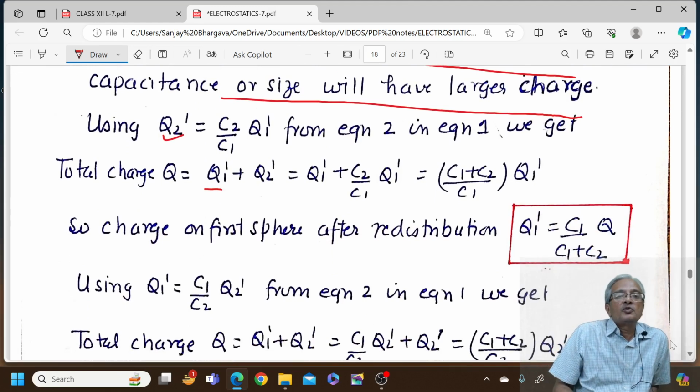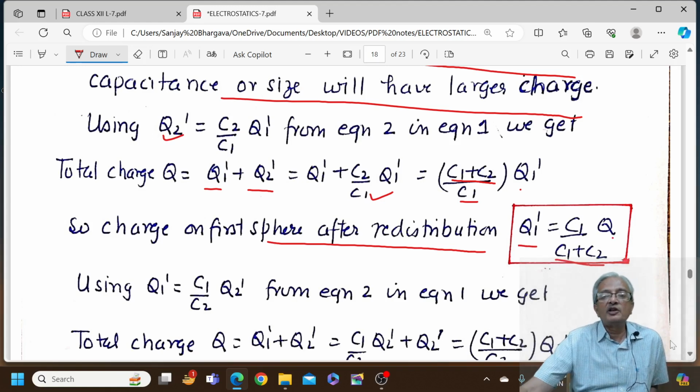So Q is equal to Q1 dash plus Q2 dash. Substitute the value of Q2 dash. You will have Q1 dash into (C1 plus C2) upon C1. So what is the charge on the first sphere after redistribution? Q1 dash would be C1 upon (C1 plus C2) into Q.